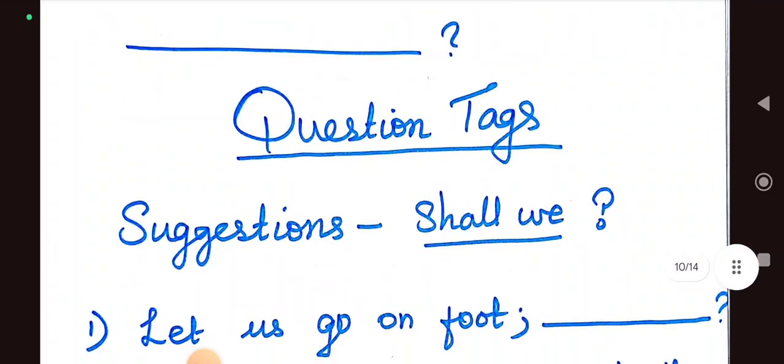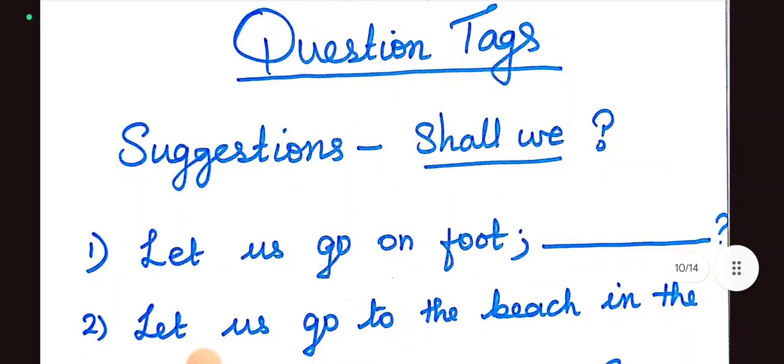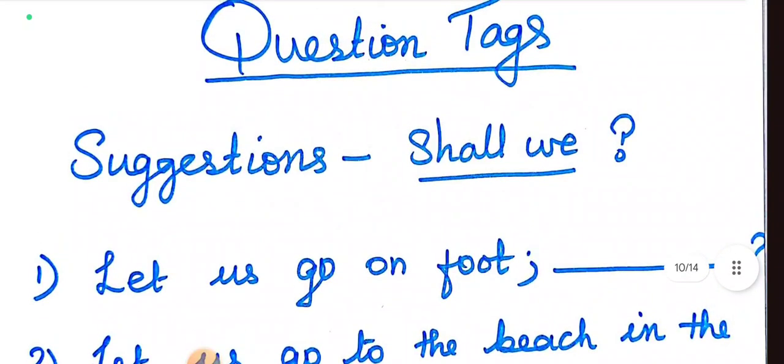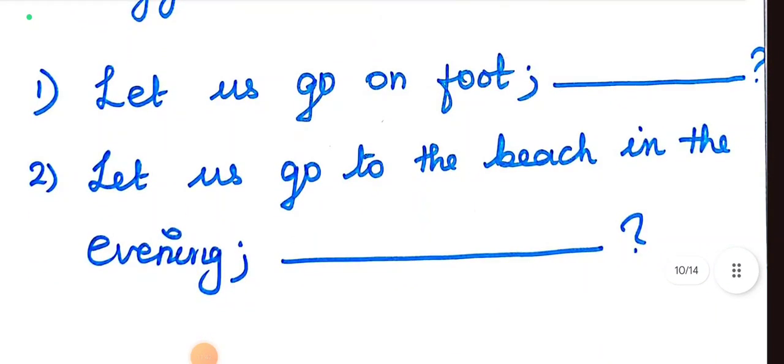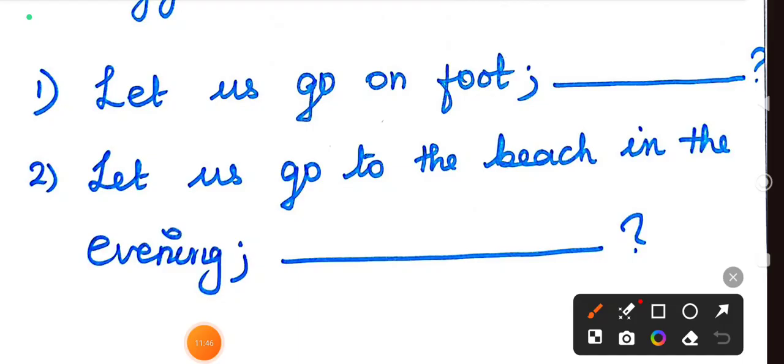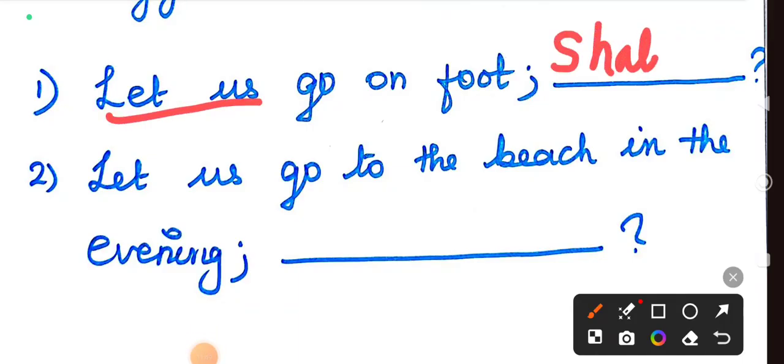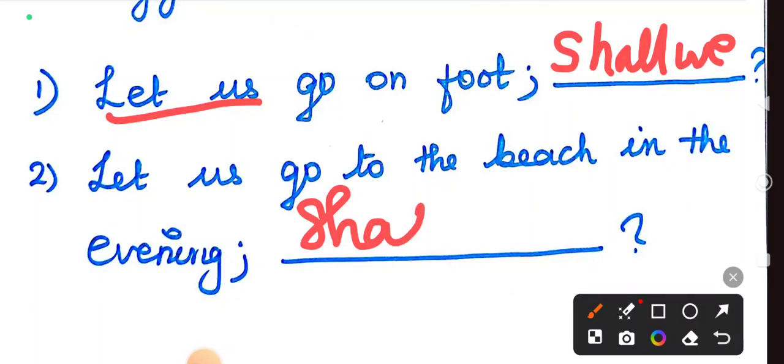The next one, suggestions. Whenever there is a suggestion, the question tag to be used is shall we. Can you see? Shall we. First question, let us go for food. This is a suggestion. So let us. The question tag is shall we. Second one, let us go to the beach in the evening. The tag is shall we.